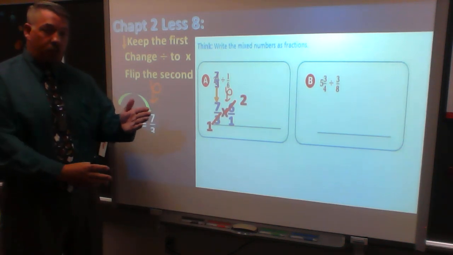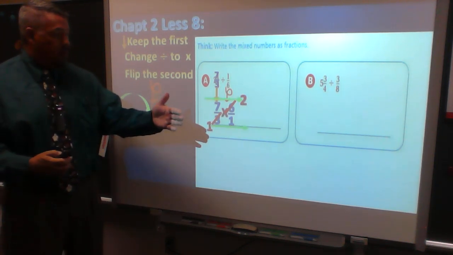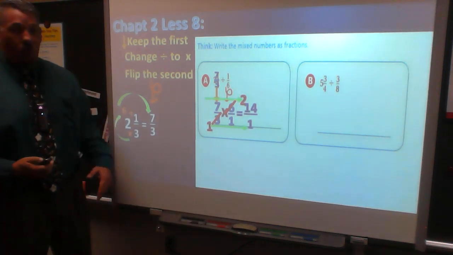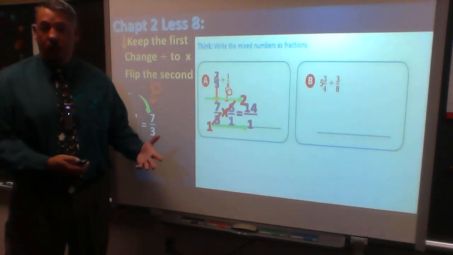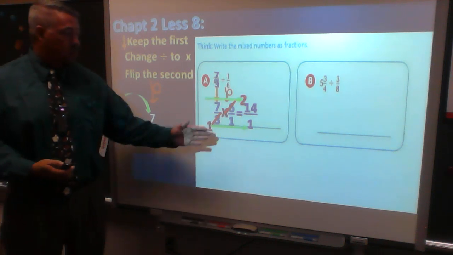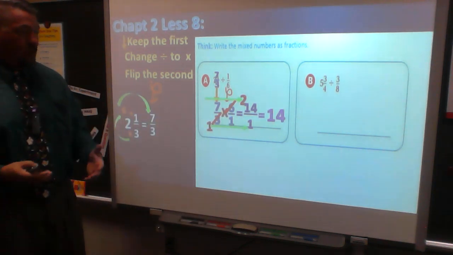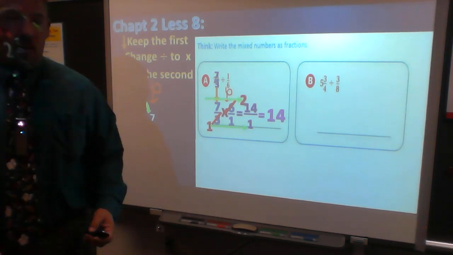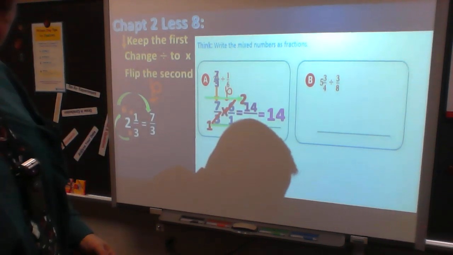When I multiply across then, I end up with 7 times 2, which is 14, and 1 times 1, which is 1. Improper fraction, right? It's top heavy, so I just make it a whole number since 1 is in my denominator. It just becomes 14.